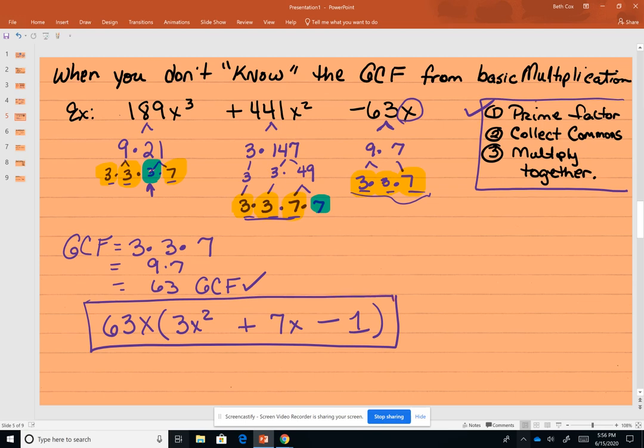So again, when you have numbers that are much larger than what you can normally do in your own multiplication, use this little procedure over here to get the GCF of the numbers, and it will be helpful to you.